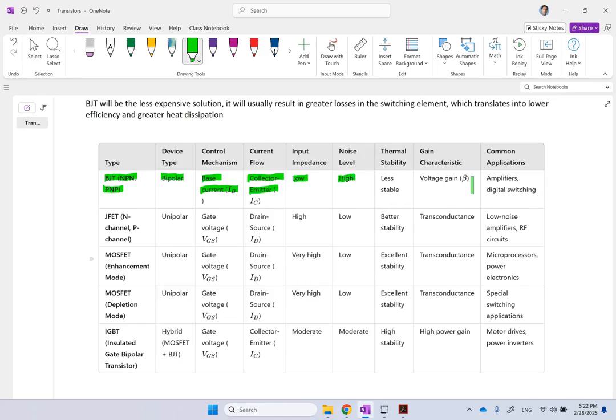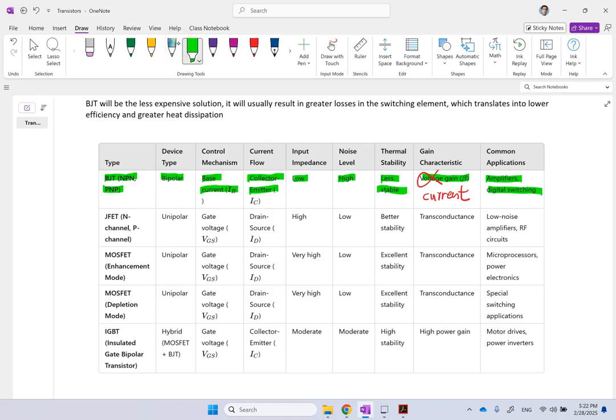Their noise level is high. In exposure to temperature, or thermal stability, they are less stable compared to other types. Okay. The gain for them, we call it beta or voltage gain. Actually, it's current gain, not really voltage gain. And their applications are mostly in amplifiers and digital switches. Okay, so actually this one is current gain, DC current gain.